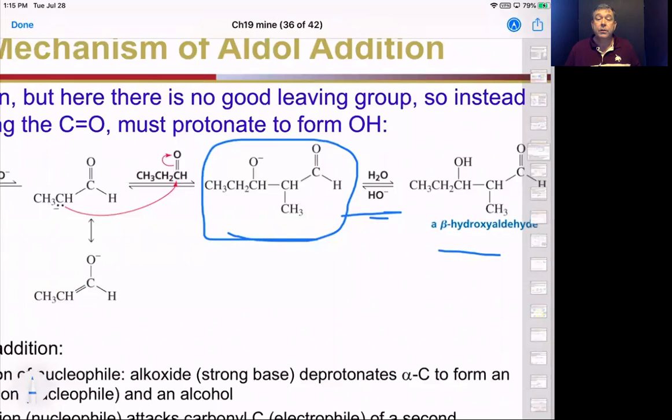Notice here, we did not reform our carbonyl. We did not have something extrude out and condense. Therefore, it's the Aldol addition reaction. And we've generated this tetrahedral center from our previous trigonal planar carbonyl compound.